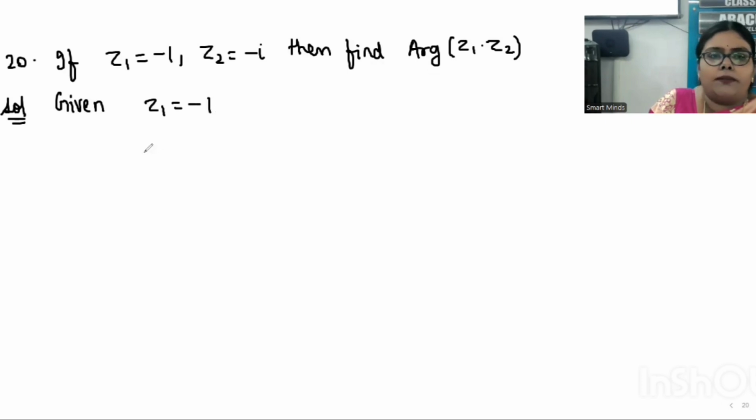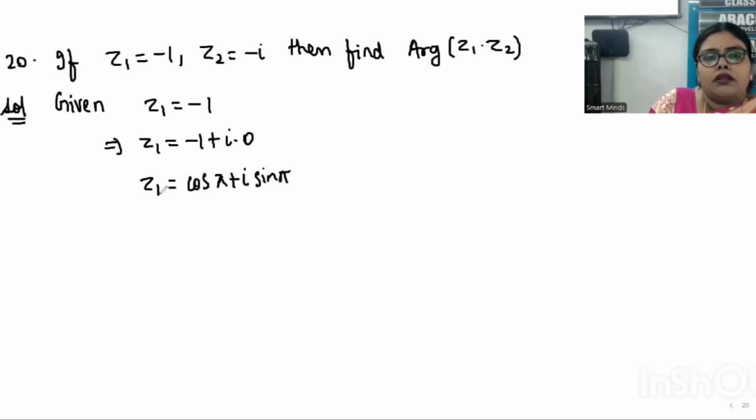z1 is minus 1. So here you can see real part is there, imaginary part is not there. So we can write it as plus i into 0, no? Its value will not change. Now, when is cos theta minus 1 and sin theta 0? At 180 degrees. So this can be written as cos pi plus i sin pi. So that means argument z1 is equal to pi. Pi is 180. So for this you should know that cos 180 is minus 1, sin 180 is 0.